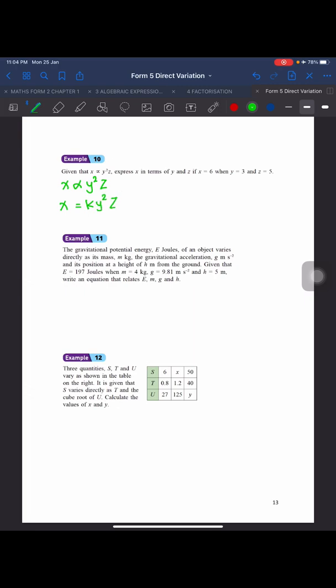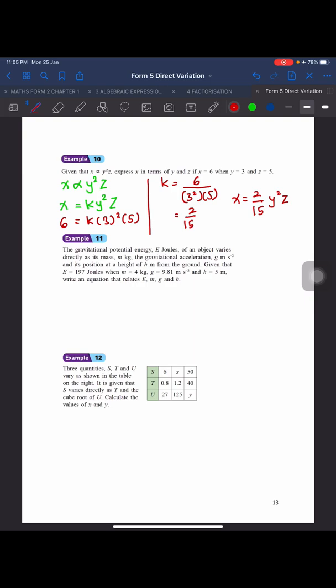Then, like the previous one, we need to find the value of k first, by substituting the given values of x, y, and z. So x is 6 equals k, y is 3 square, z is 5. From this, you can get k equals 6 divided by 3 square times 5. So k equals 2 over 15. So the answer is x equals 2 over 15 y square z.